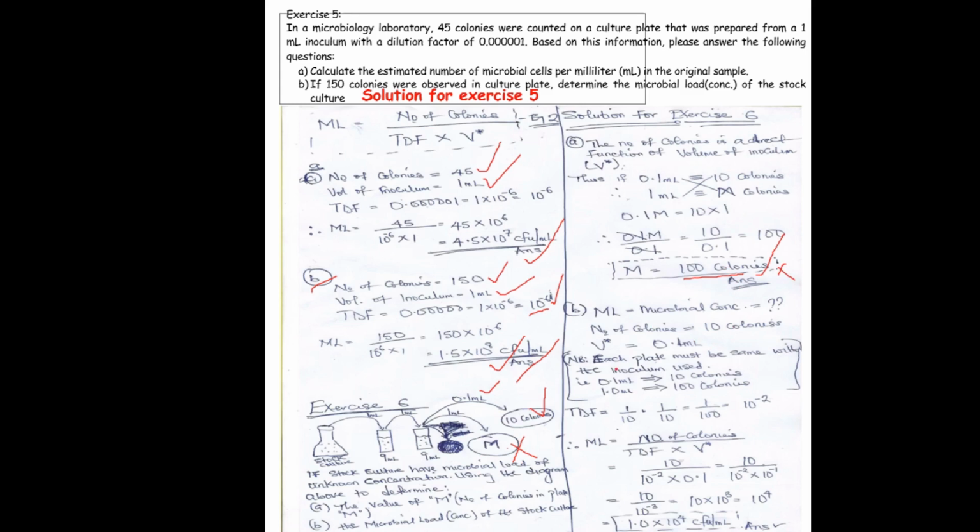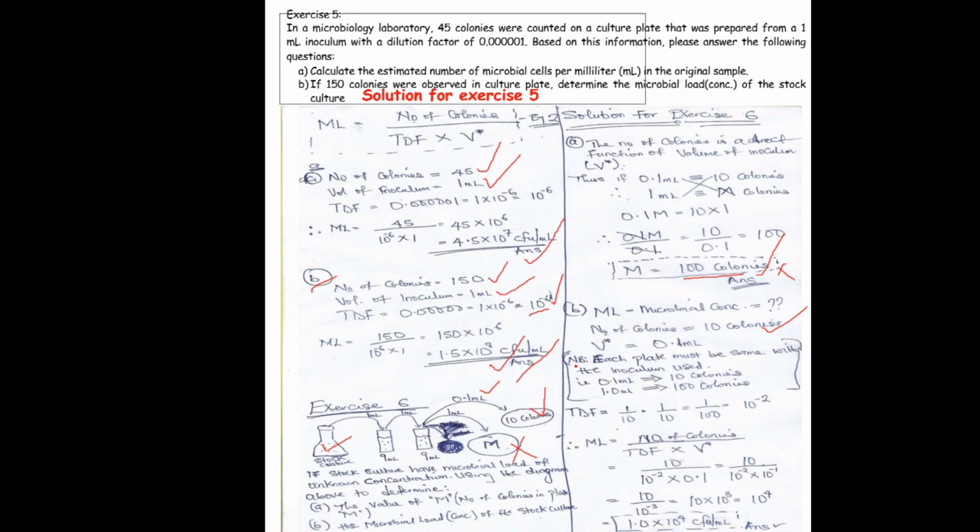Then the B question now says, what is the microbial concentration of the stock solution? We say microbial concentration of the stock solution. So what is the ml of this stock solution? Then you move down to your normal equation of saying microbial load concentration is unknown. Number of colonies that you are using, this one is already 10. The volume that is in use for the inoculation is 0.1.